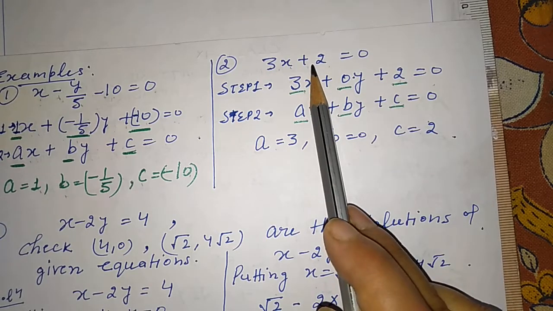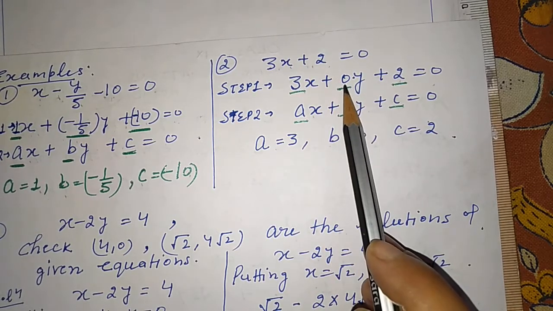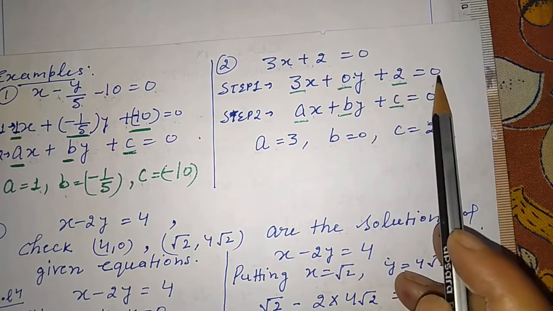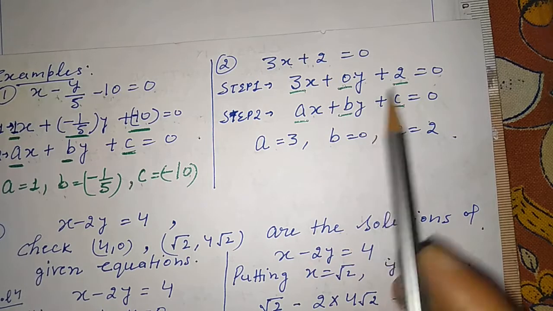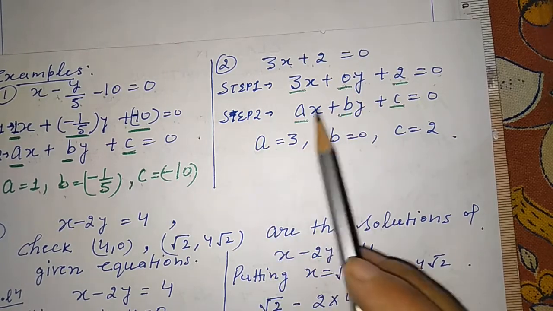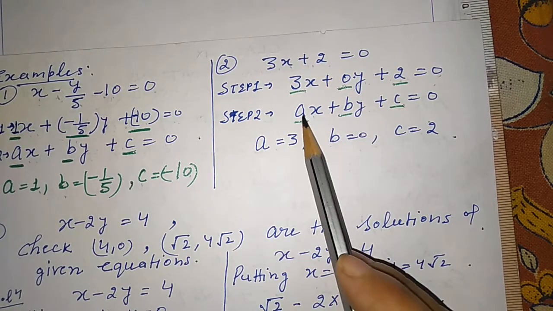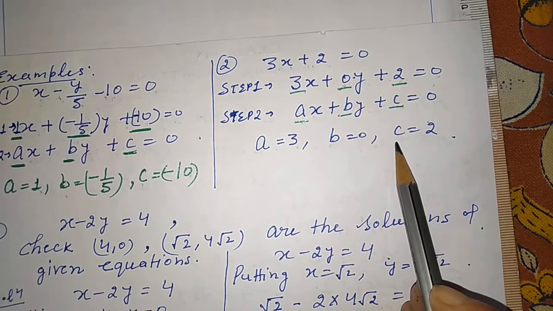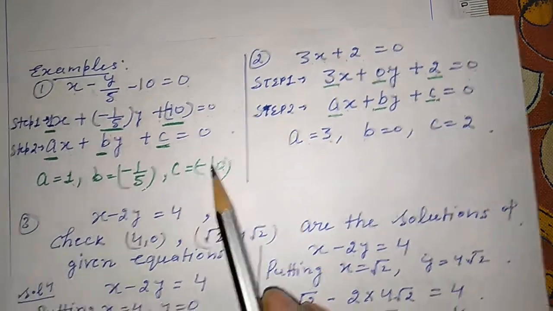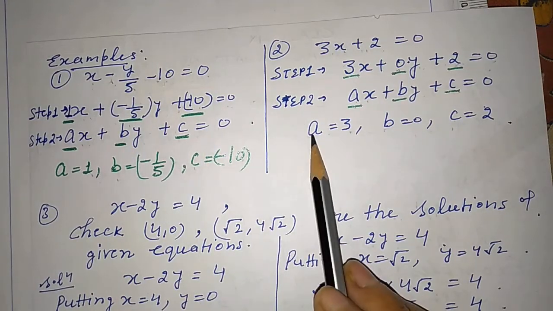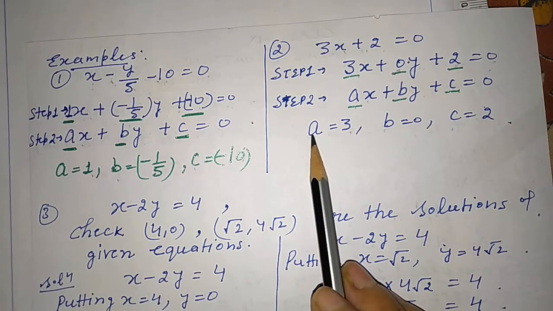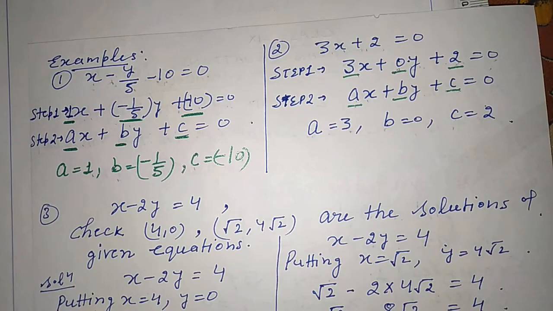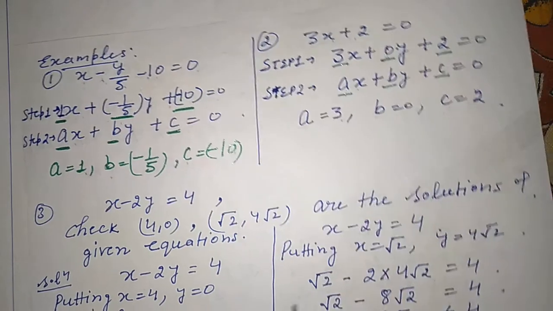The second variable is not here, so we will write it with a multiple of 0: 3x + 0y + 2 = 0. I told you, whichever variable is missing, write it with a multiple of 0. If we compare this, a is 3, b is 0 and c is equal to 2. So this is how we can convert the given equation into a linear equation in two variables, and then we can find the value of the coefficients and the constant term.